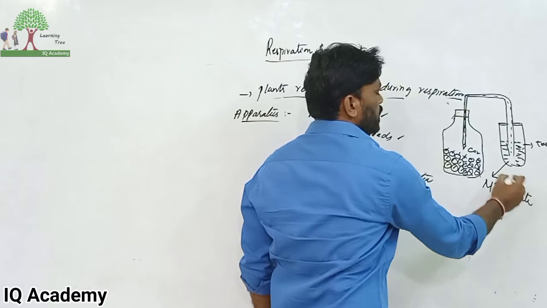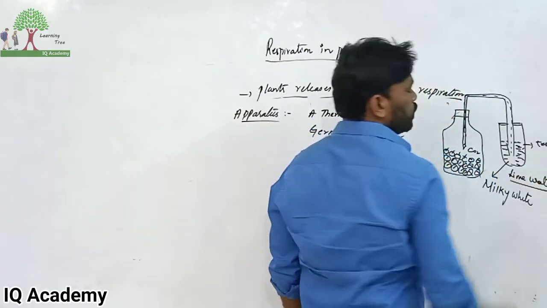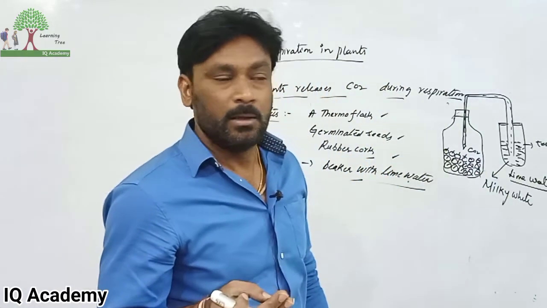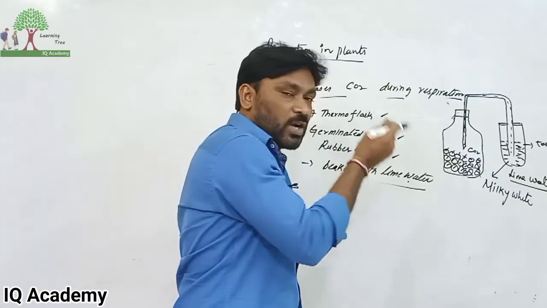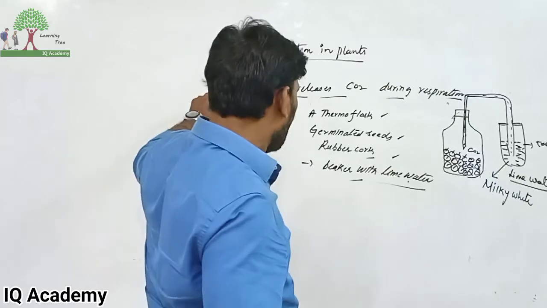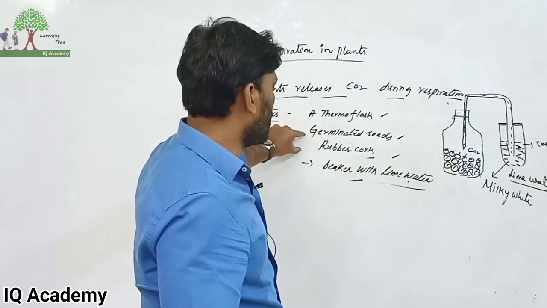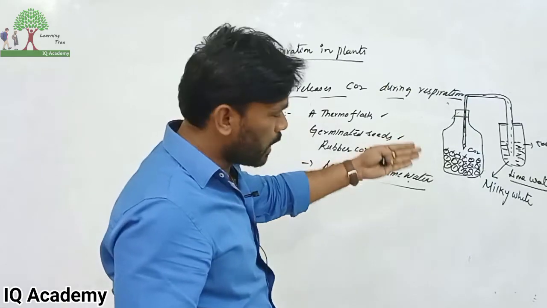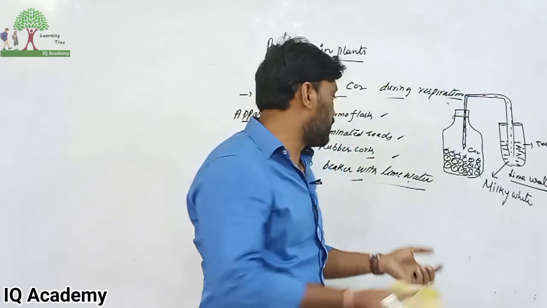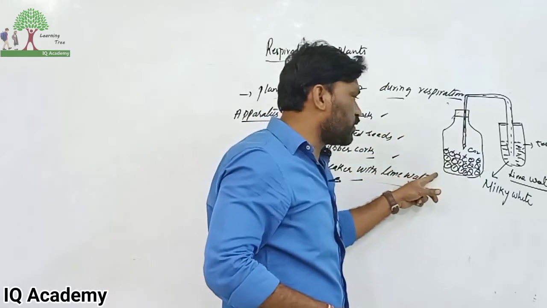The lime water turns milky white. So this is an experiment to prove that plants release carbon dioxide during respiration. What apparatus is needed? A thermoflask, germinated seeds, rubber cork, and a beaker or test tube with lime water. With the tube also we can arrange it if the test tube cannot be inserted in the bottle. Now arrange this apparatus like this.